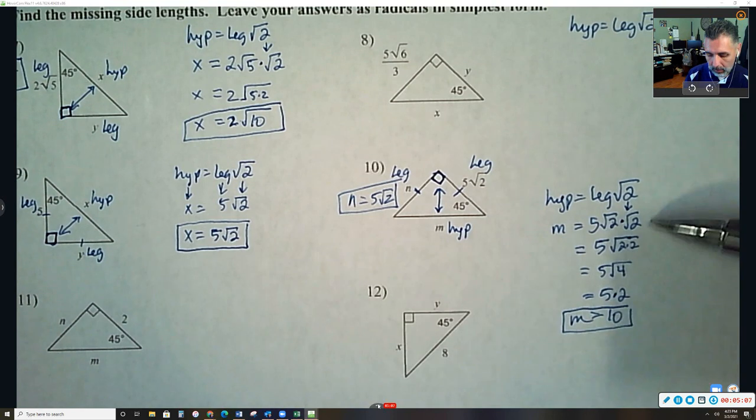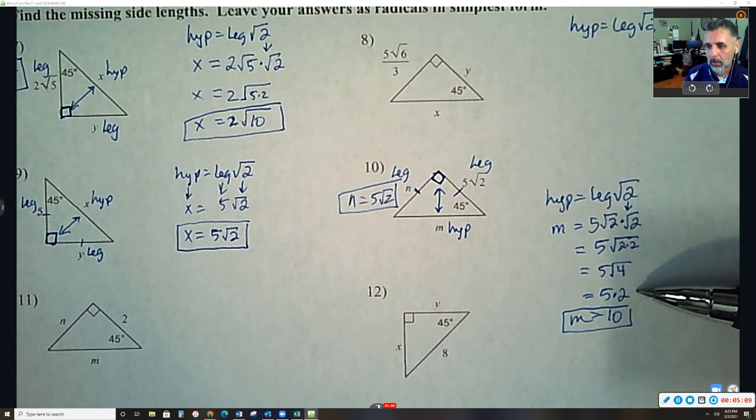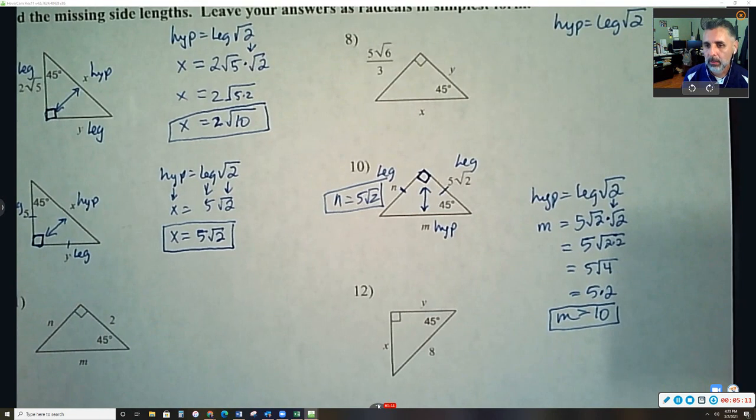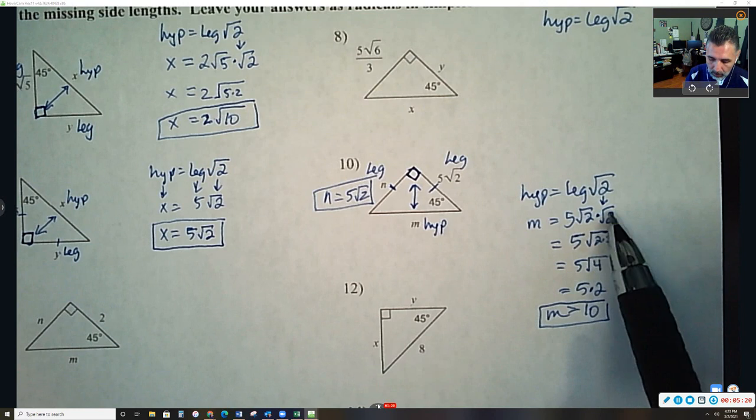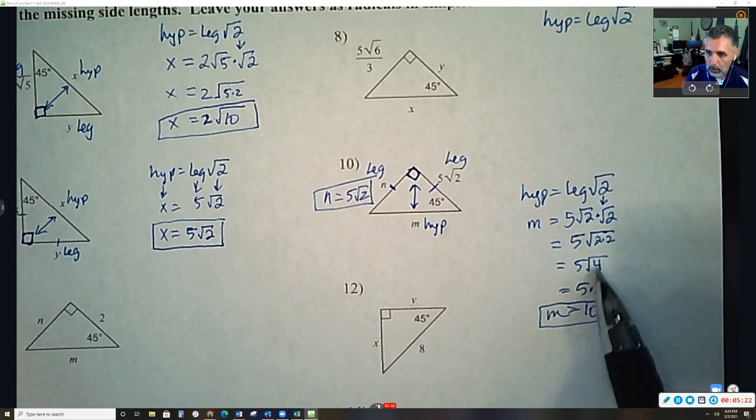Now this is showing you all the steps. Okay, we could have skipped a few steps in there, but I didn't want to. I want to make sure you see it all worked out. So again, we had 2 square roots here. I put them underneath 1. I multiplied, and then I took the square root of that, and then 5 times 2 is 10.